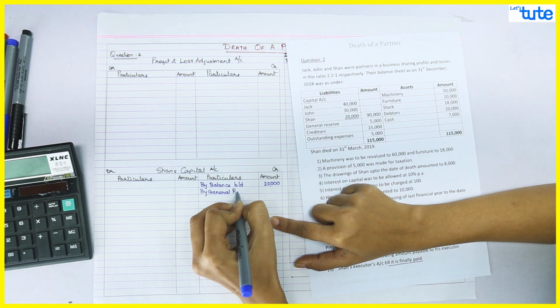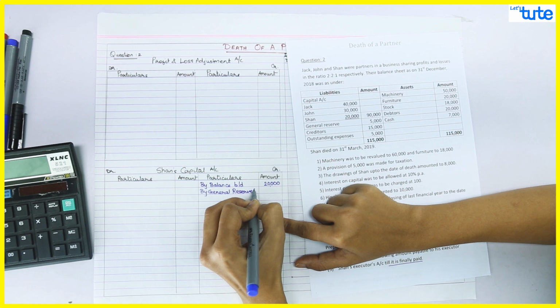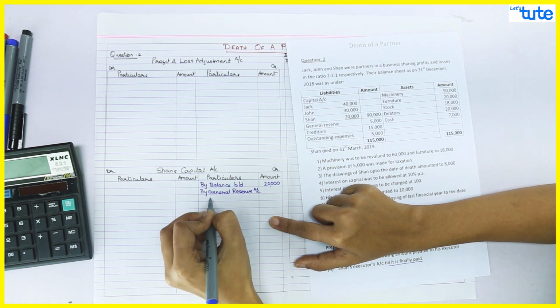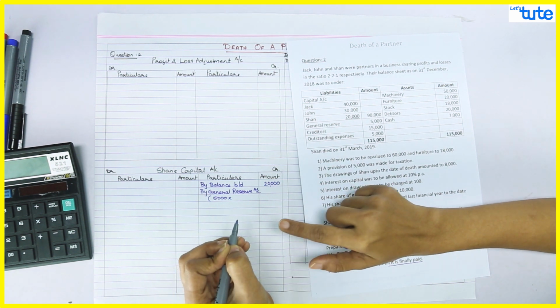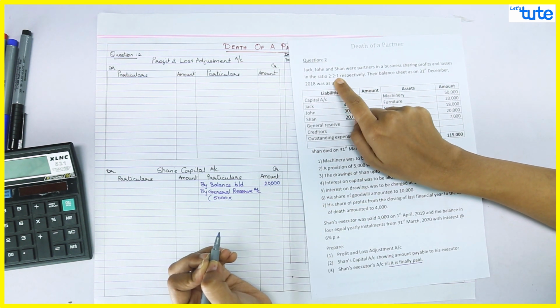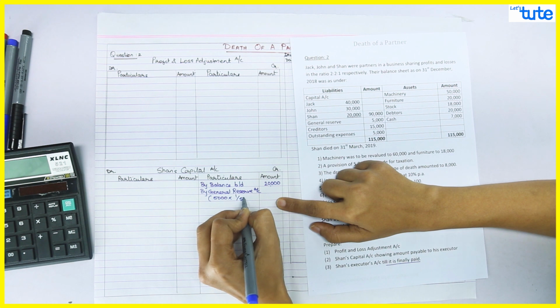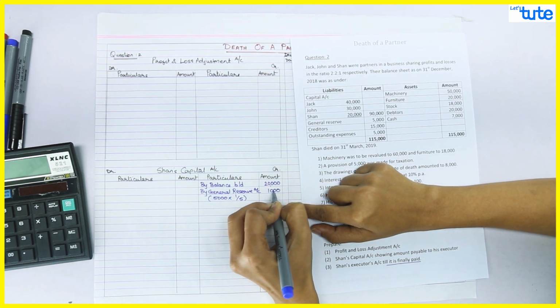and this general reserve would be shared in their profit sharing ratio. So this is 5,000 and the profit sharing ratio is 2:2:1. So Shan's share is 1/5. So this would be 1,000.